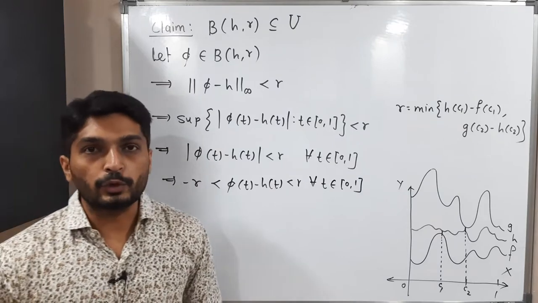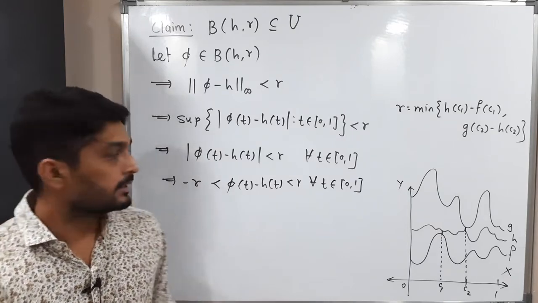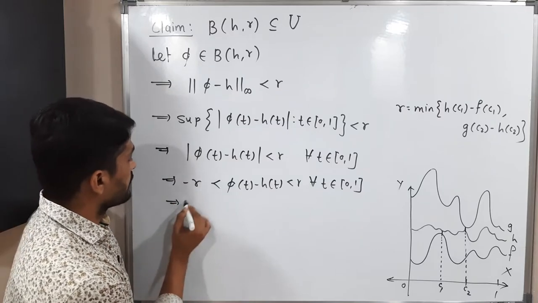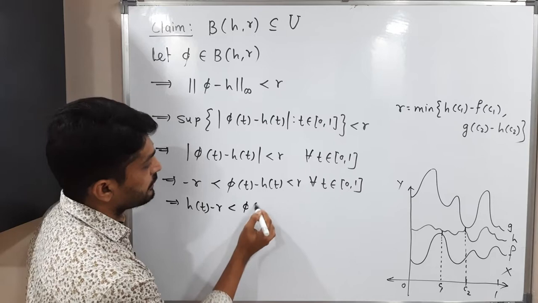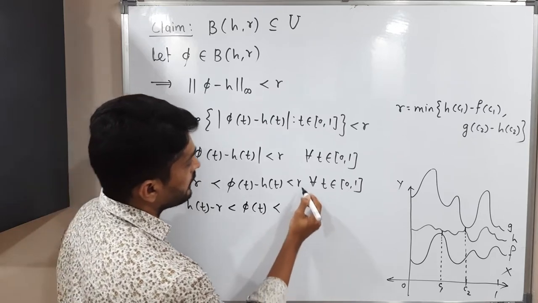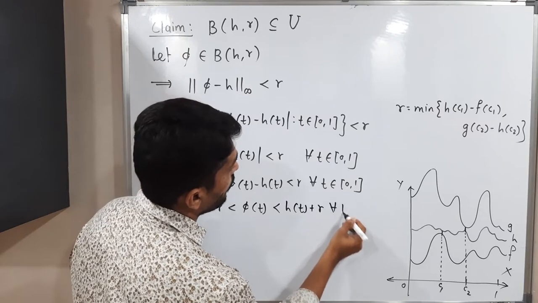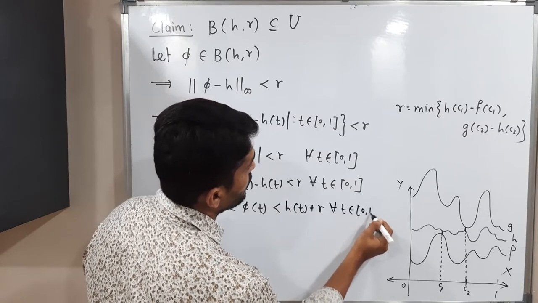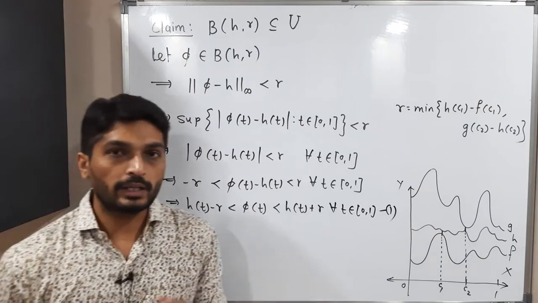Can you guess what I am going to do? Yes, obviously I am going to add h of t on all sides. So if you add h of t, we will have h of t minus r, and minus h of t plus h of t will get cancelled, and on the other side h of t plus r, for all t belonging to the closed interval 0, 1. I will call it 1. We are going to use this inequality 1 later.